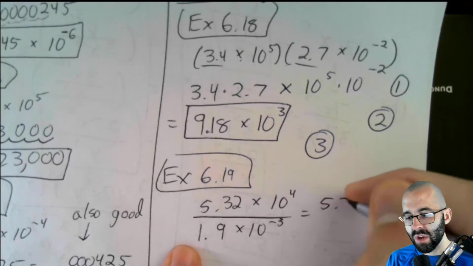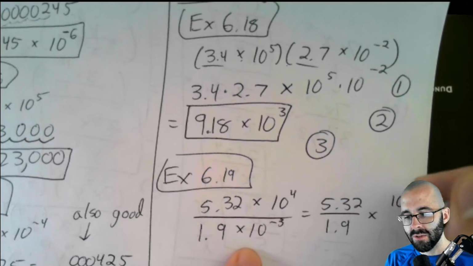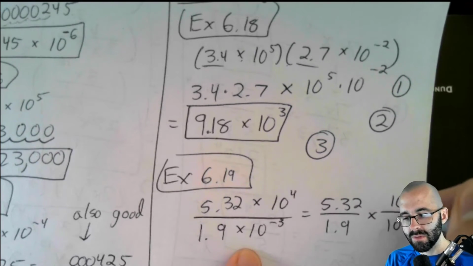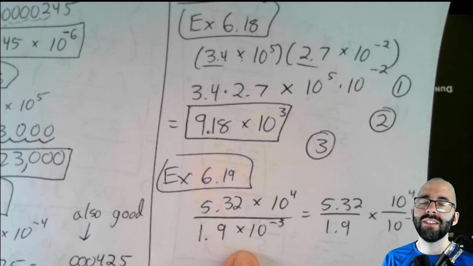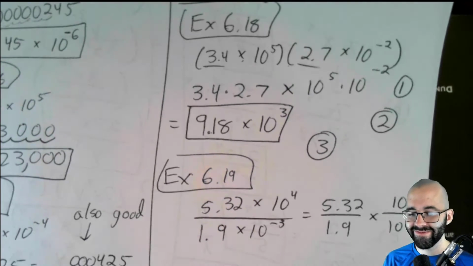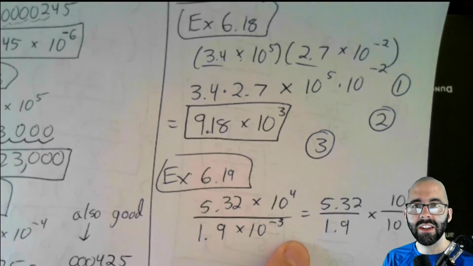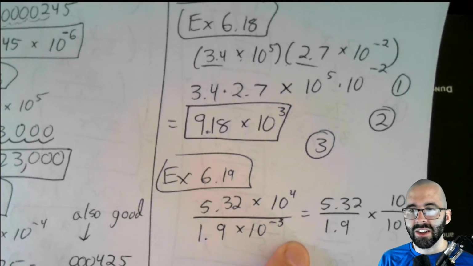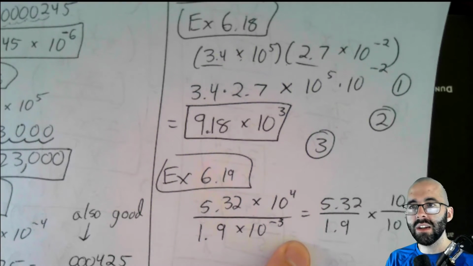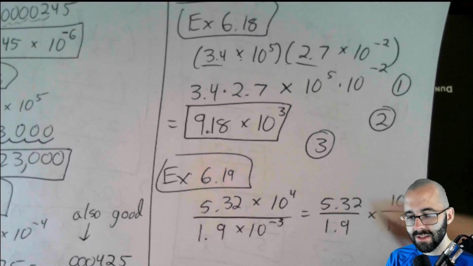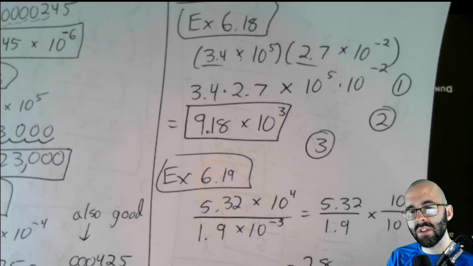Right, so this is going to be 5.32 divided by 1.9 times 10 to the 4th divided by 10 to the negative 3rd power. So again, we go and get a calculator and say, what's 5.32 divided by 1.9? And our calculator says 2.8. Sometimes it won't be an exact answer and you'll have to round.